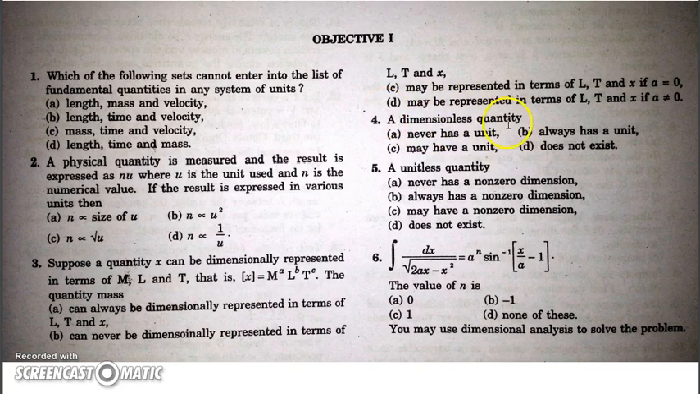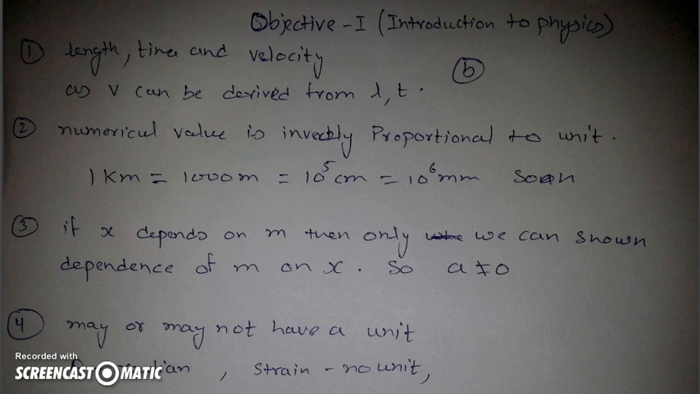Fourth, coming to a dimensionless quantity. Obviously, a dimensionless quantity may or may not have a unit. Like theta. Theta is an angle. Angle is a dimensionless quantity, but it has a unit, radian. Similarly, another dimensionless quantity, which is strain, has no units and also has no dimensions.